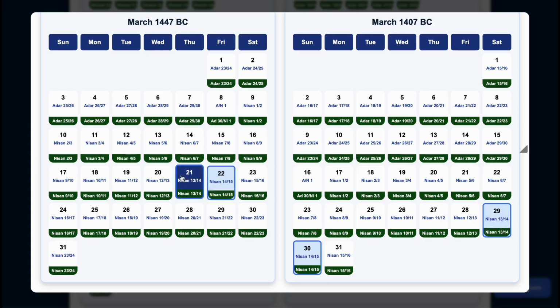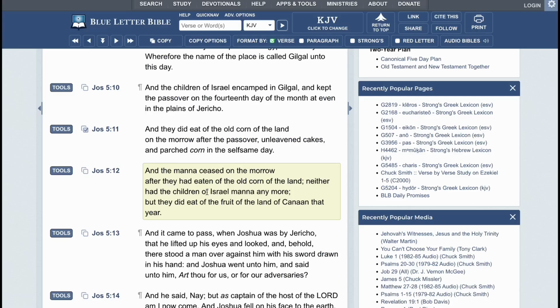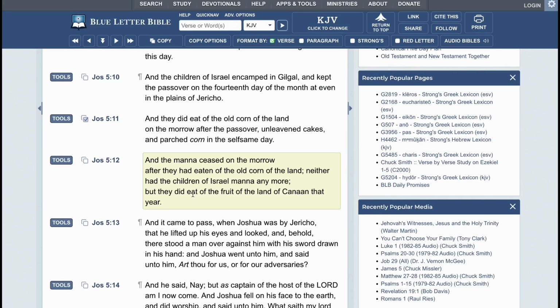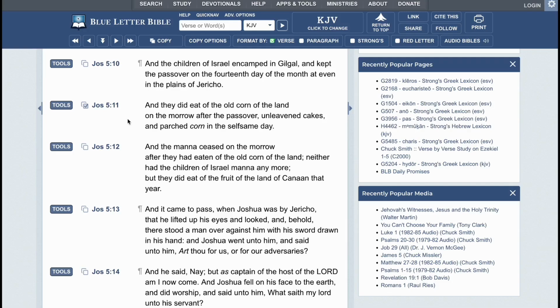Because remember, Passover landed on March 21st of 1447 BC. And here, using that mathematical formula, it landed on March 29th. So this is biblical confirmation that we're on the right track with understanding March 21st/22nd, and then for 1407 BC, it's March 29th/March 30th.